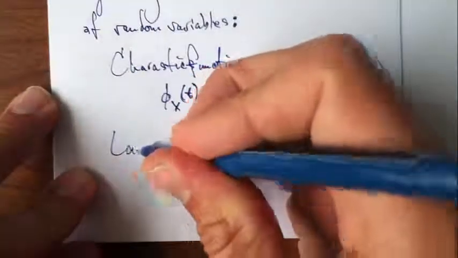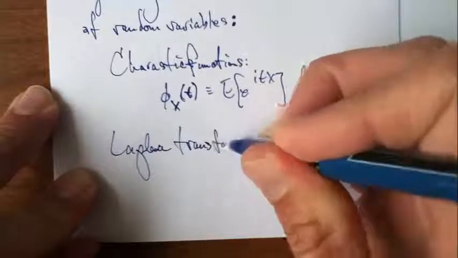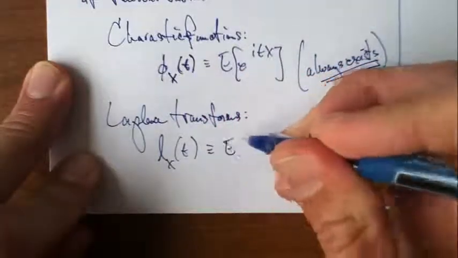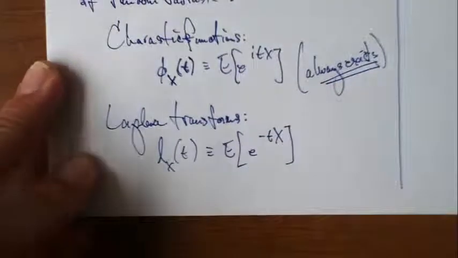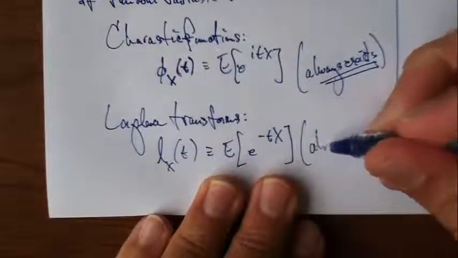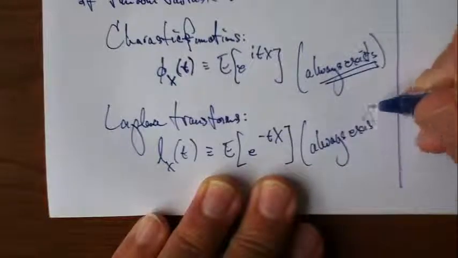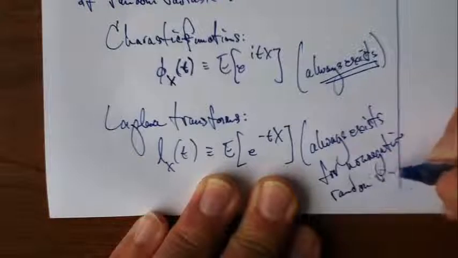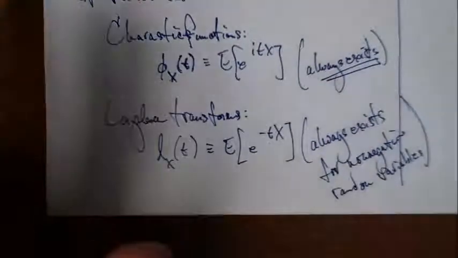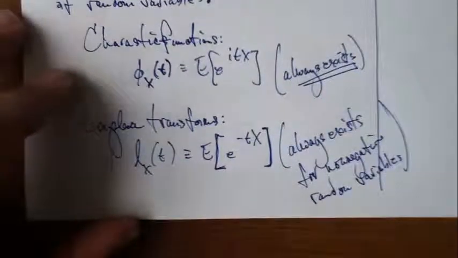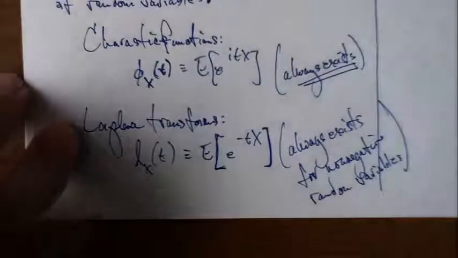There are others too, like Laplace transforms. Maybe we'll denote it like that. That's just defined to be the expected value of e to the negative tx. So if I swap t for negative t in the moment generating function, I get a Laplace transform. And these always exist for non-negative random variables. Their usefulness is good for us. And there are others. Your book talks about probability generating functions. Again, we are going to focus, at least for now, on moment generating functions.